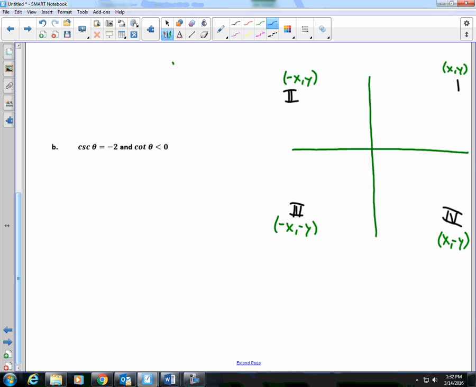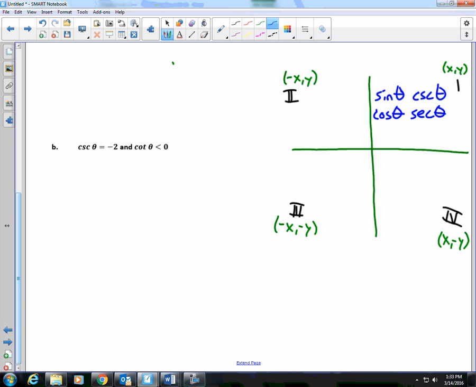Is sine your x value or your y value? Sine is your y value. So is sine going to be positive or negative for the first quadrant? Positive. And so will its reciprocal. Is cosine x or y? X. So is cosine positive or negative in the first quadrant? And so will its reciprocal.